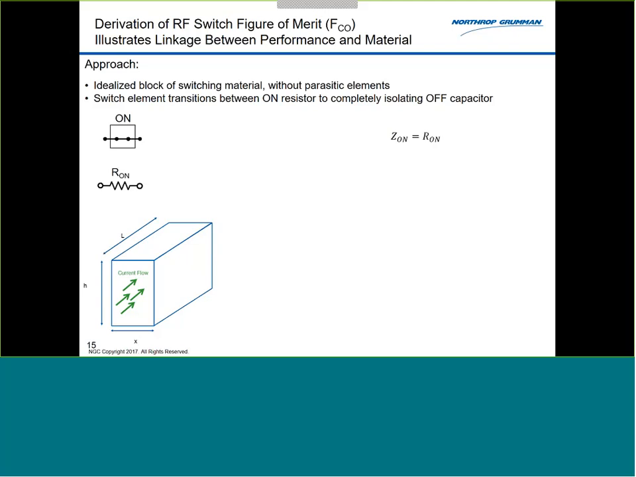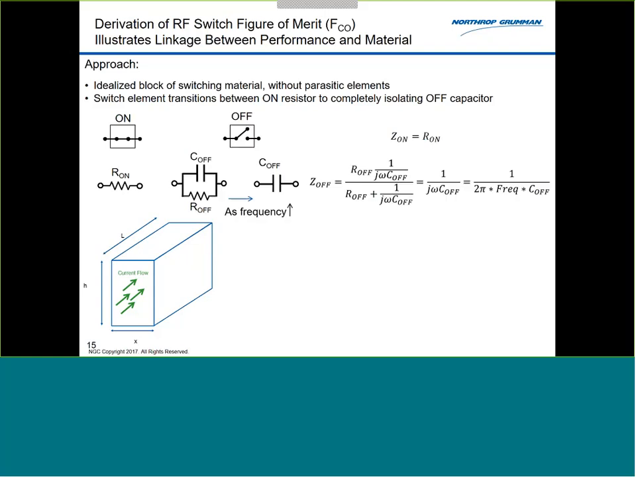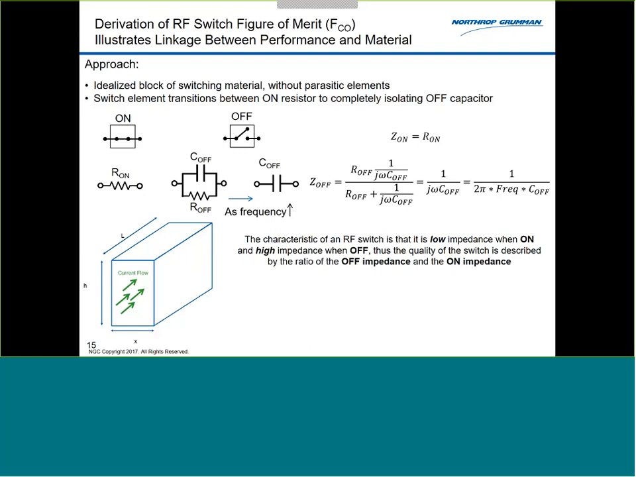In the on state, it's going to be a resistor, right? I'm going to characterize this block of imaginary material by its resistance. In the off state, it's going to be two things. It's going to still be a resistor, but now a much higher value resistor, hopefully. But it's also going to be a capacitor, where I'm going to expect some sort of capacitive coupling between my two nodes there. That essentially gives me my on impedance and my off impedance. And as I said before, for an RF switch, I want to have low impedance when it's on and a high impedance when it's off.